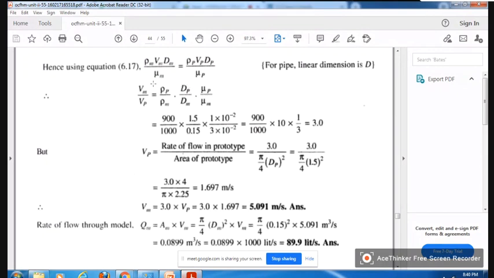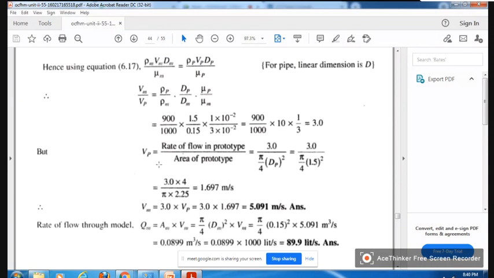So the ratio of the velocity of the model to the velocity of the prototype is 3. Velocity of the prototype can be calculated. It is the rate of flow in the prototype divided by the area of the prototype. So the rate of flow in the prototype is 3 meter cube per second divided by the area, pi d square by 4. Okay, so d is how much? 1.5. So substitute 1.5.